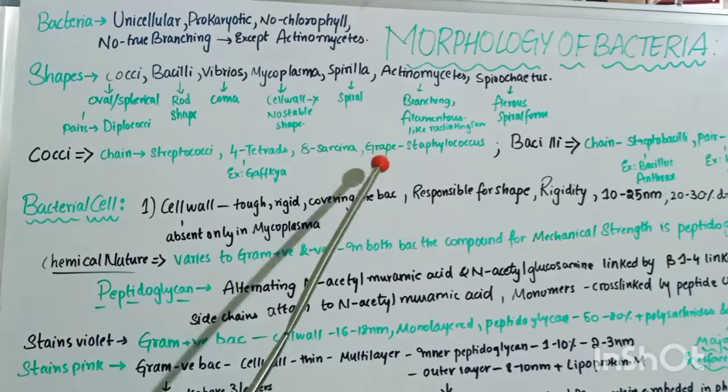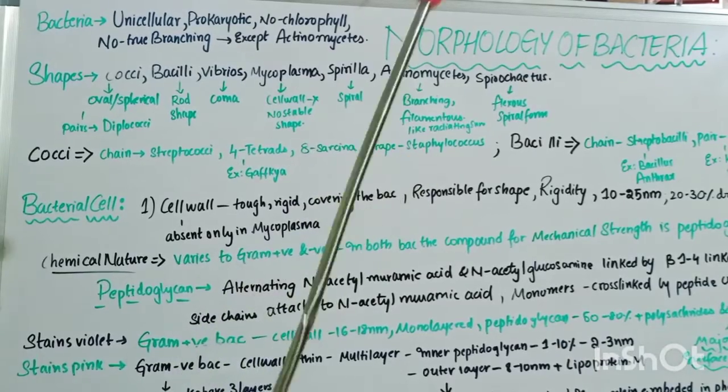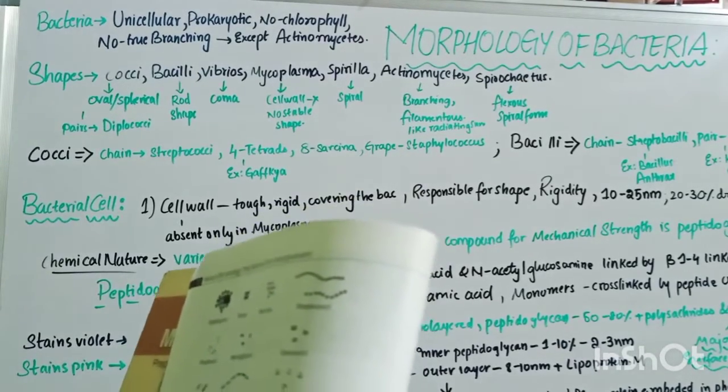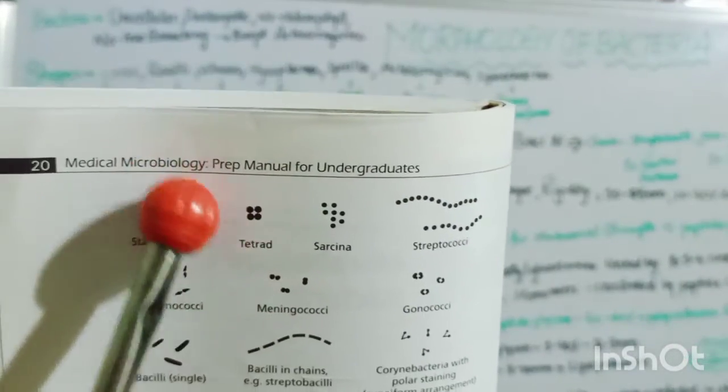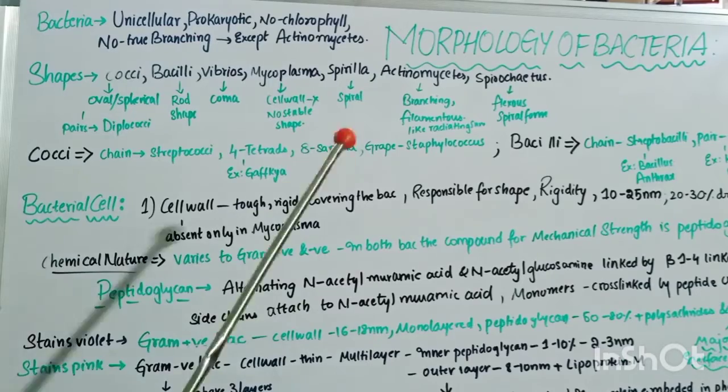And next we have grapes. If there is grape like, then it is called Staphylococcus. Here you can see the Staphylococcus. This is a Staphylococcus grape-like structure. So this is about cocci.